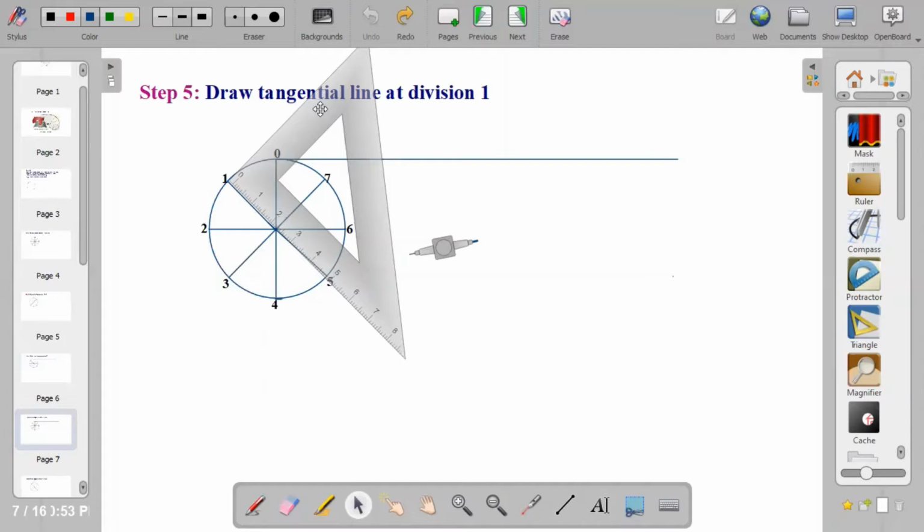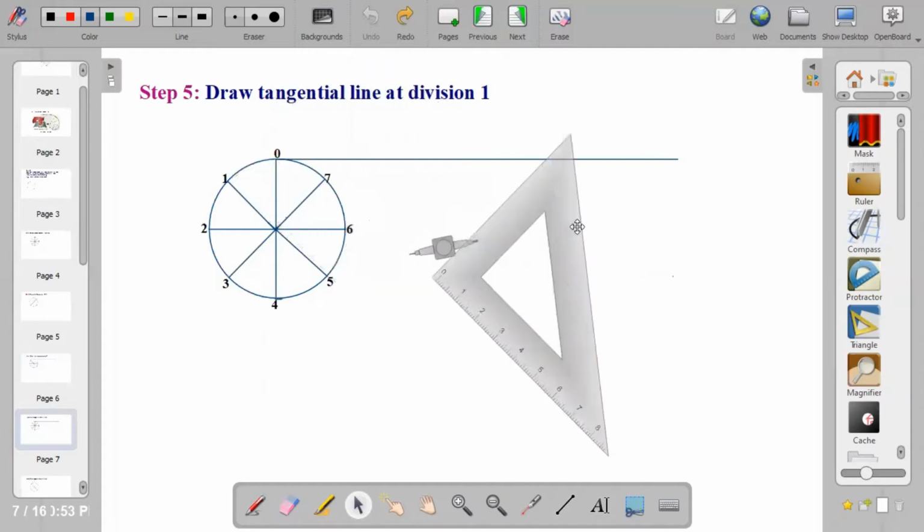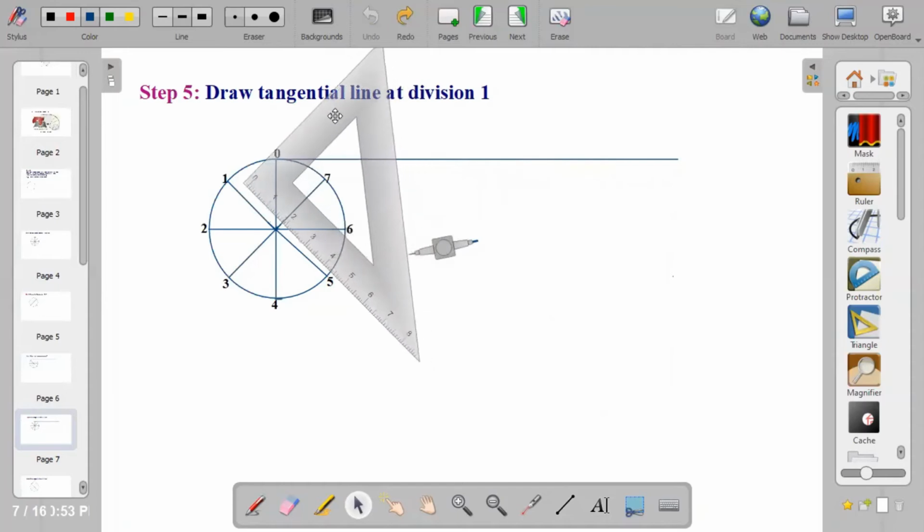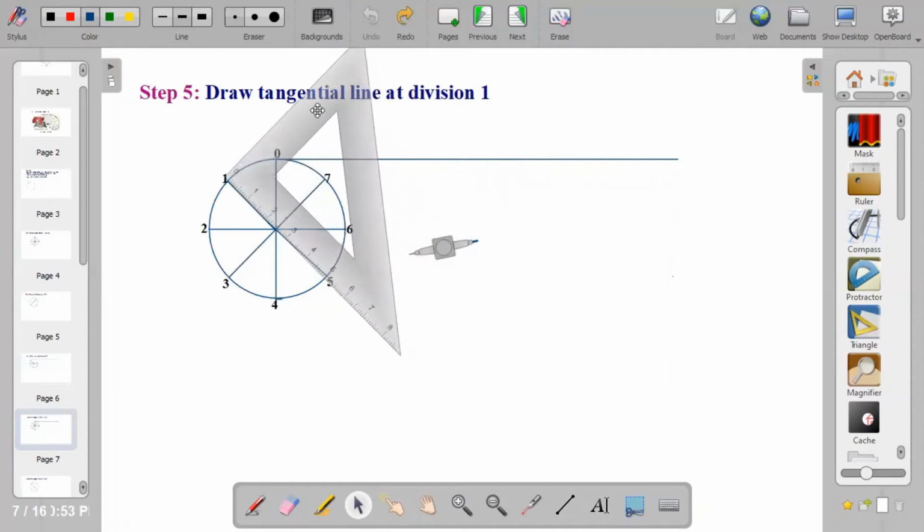You position it at division 1. Let me show you how to do it properly. Bring out your set square and position it at division 1. We are done with division 0. Make sure it's making 90 degrees at that point. I'm going to pick my pencil and draw the line. Project the line using a thin line, that is a construction line. So this is my line at point 1.